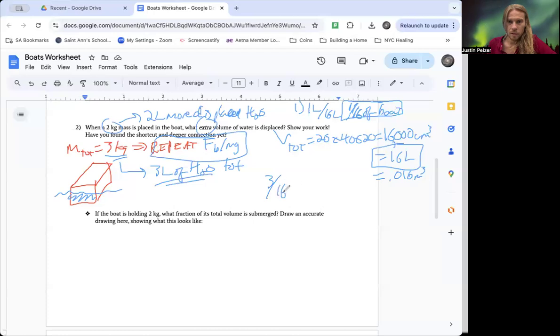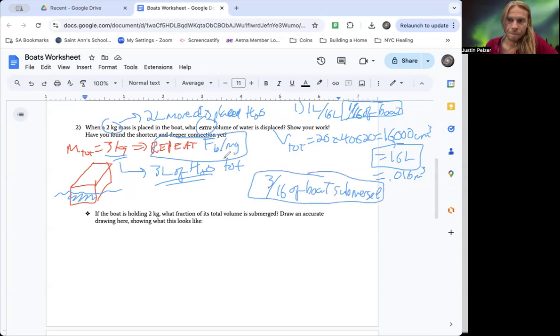Here, 3/16 of the boat is submerged. That's the answer. So you can repeat the analysis. You should get 3 liters. 2 liters more displaced is the shortcut. That's the deeper connection, Archimedes principle. Boom. What fraction of the total is submerged at 3/16?